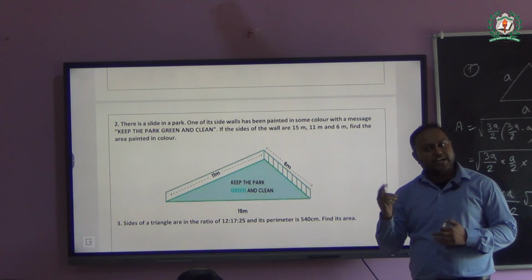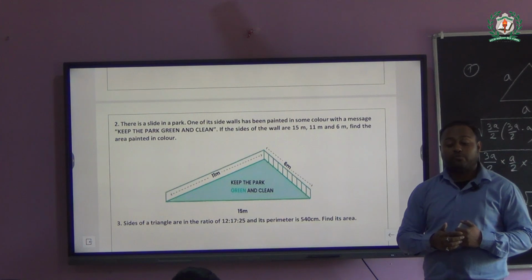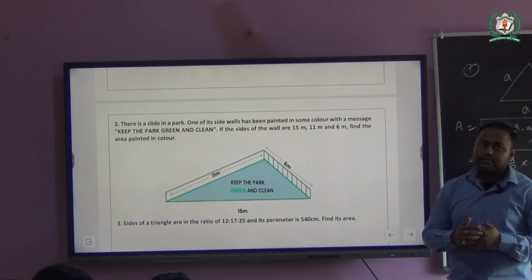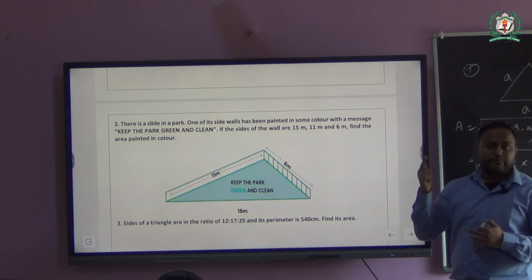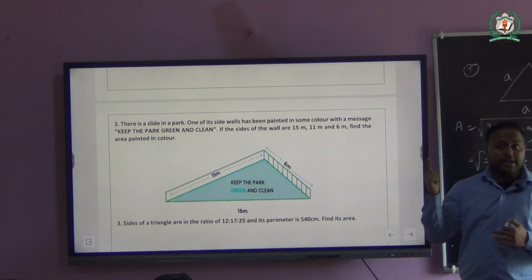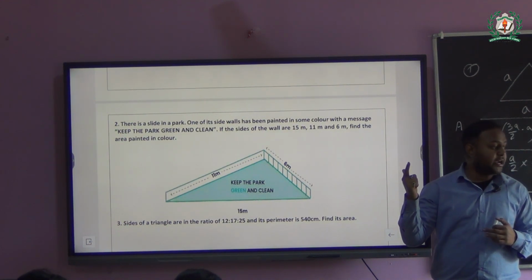Very simple. Again, I taught you, this is which type of triangle? Very good. If it is a scalene triangle, what formula will activate? Heron's formula. Once you activate Heron's formula, what is the first concept we need to calculate? Semi-perimeter. And inside the semi-perimeter, what is required? Sum of 3 sides divided by 2.